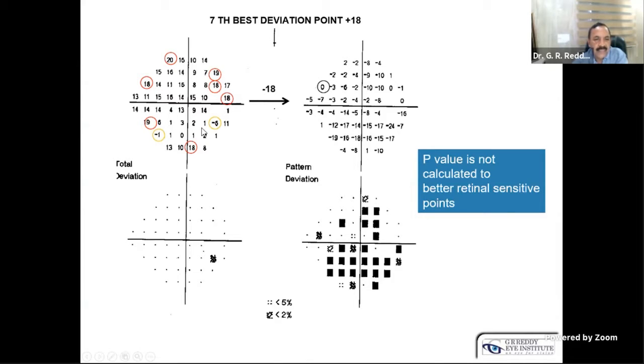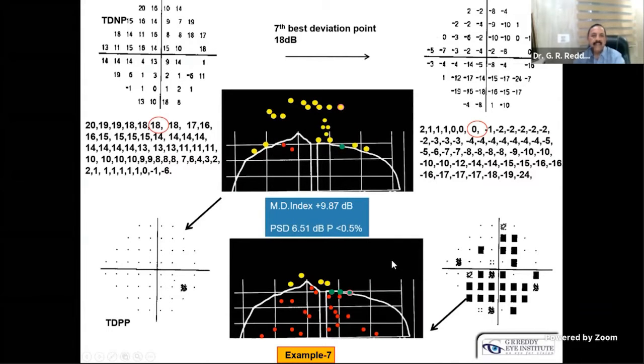Only 2 points are showing loss of retinal sensitivity, and the best seventh deviation point is +18. Then we added a -18. When we add -18, we got more scotomas in the pattern deviation probability plot. We add now to bring the seventh best deviation point to the slope, all the points decrease, and we see more scotomas in the plot, because I told you the better retinal sensitivity points will not be represented in any p-value.